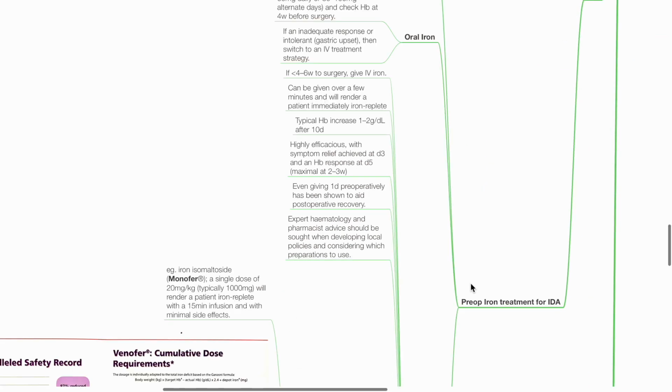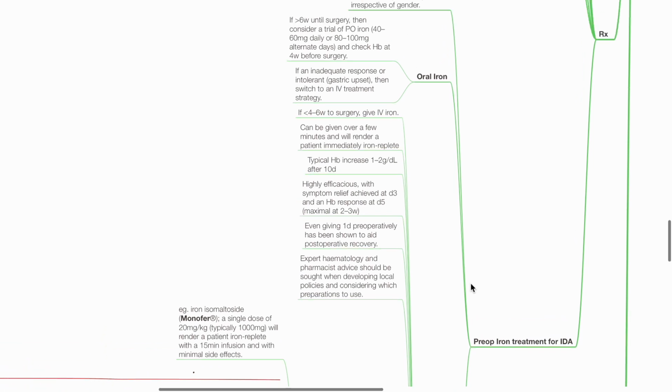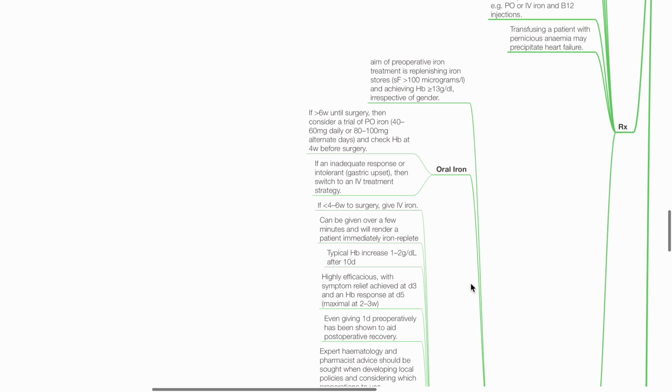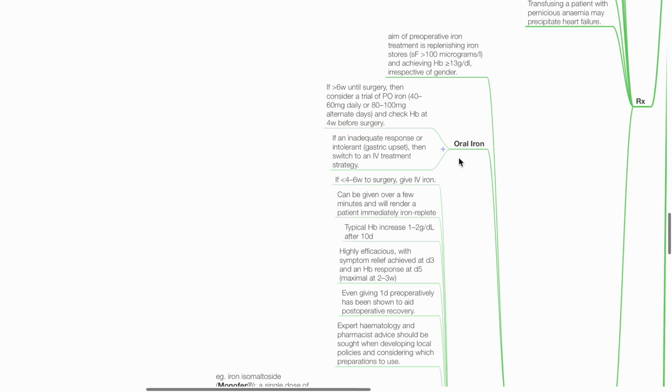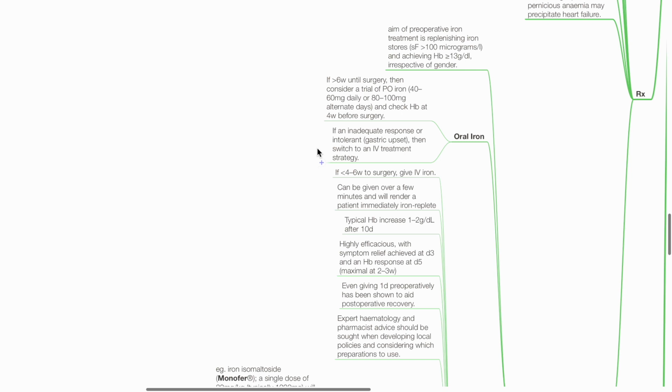Pre-op iron treatment for iron deficiency anemia. Aim of pre-op iron treatment is to replenish iron stores, aiming for serum ferritin of more than 100 mcg per liter and to achieve Hb of more than 13 grams per deciliter irrespective of gender. If more than 6 weeks until surgery, consider trial of oral iron 40 to 60 mg daily or 80 to 100 mg alternate days and check Hb 4 weeks before surgery. If inadequate response or intolerant, switch to IV iron treatment strategy.